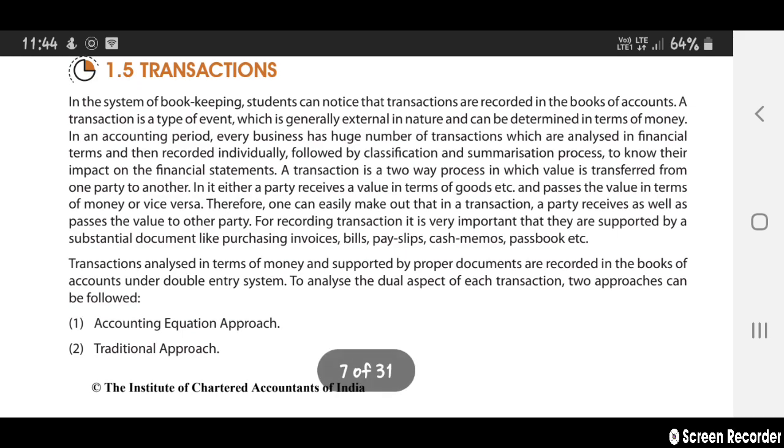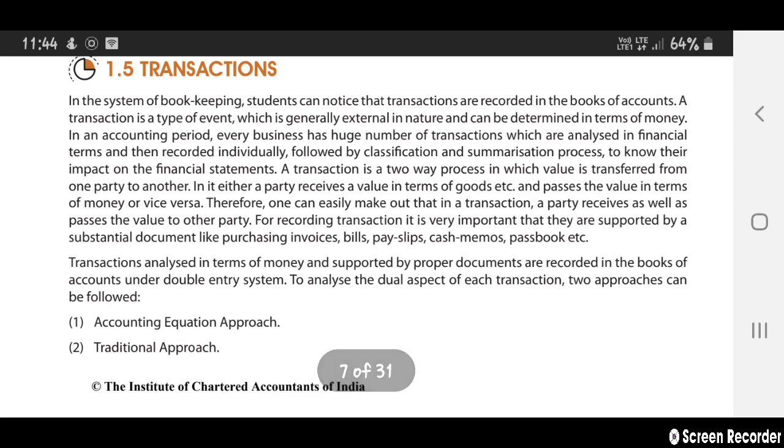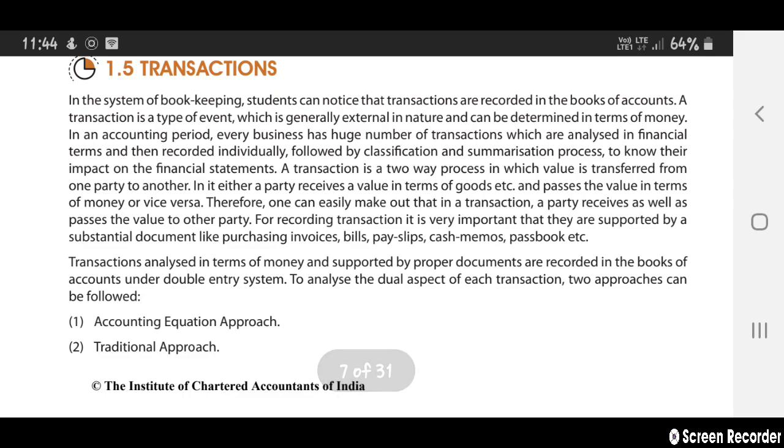A transaction is a two-way process in which value is transferred from one party to another, from one business to another. Either a party receives value in terms of goods or other things and passes value in terms of money, or vice versa. For example, you send goods to someone, and they give you money, the price for the product.